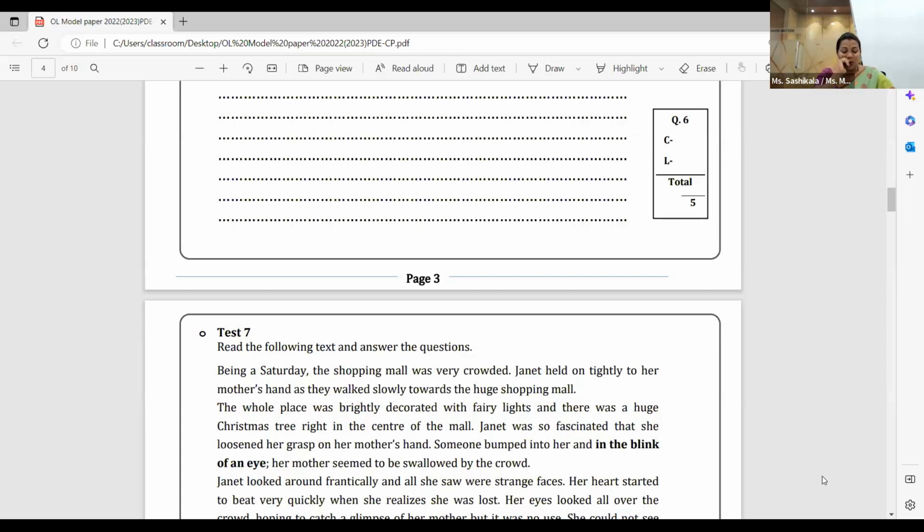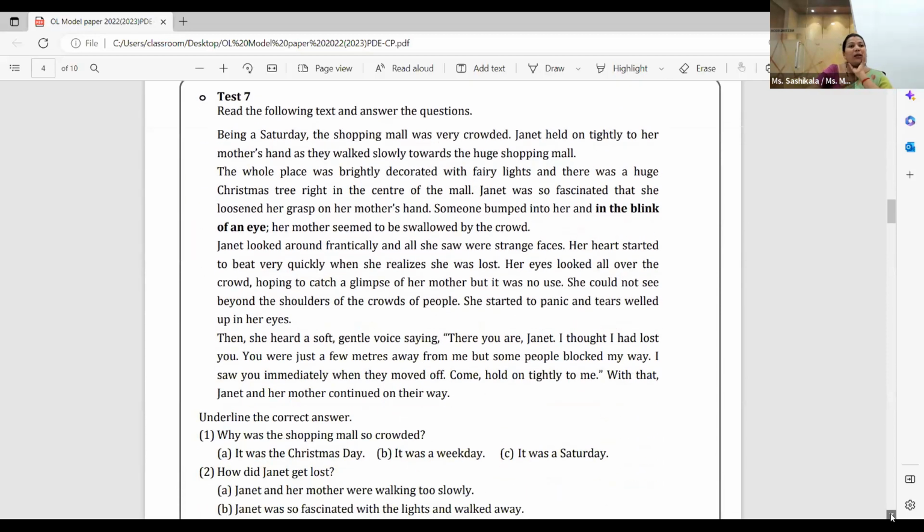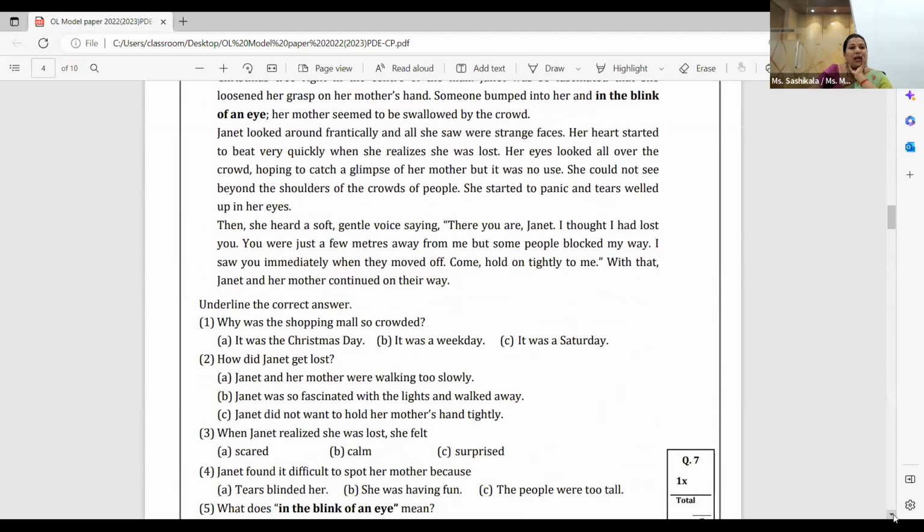Fascinated, right? So Janet was so fascinated that she loosened, right? So the answer is there. Now let us go through the answers. Janet and her mother were walking too slowly. No, they have not mentioned anything. Have they mentioned anything like the mother and daughter walking slowly? No, we don't find anything there. B, Janet was so fascinated with the lights and walked away.